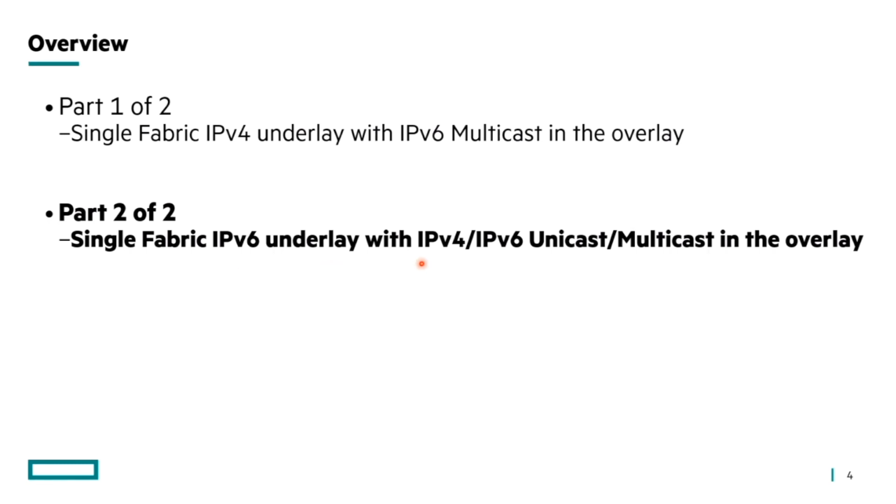And in 10.11 we introduced that feature which supported IPv4 unicast in the overlay, but we didn't really talk about it that much, so we've included it here. And we've also got IPv6 multicast in the overlay, and they obviously go hand in hand. You can't do one without the other in the overlay. But remember that regardless of the underlay, the overlay is independent of the underlay.